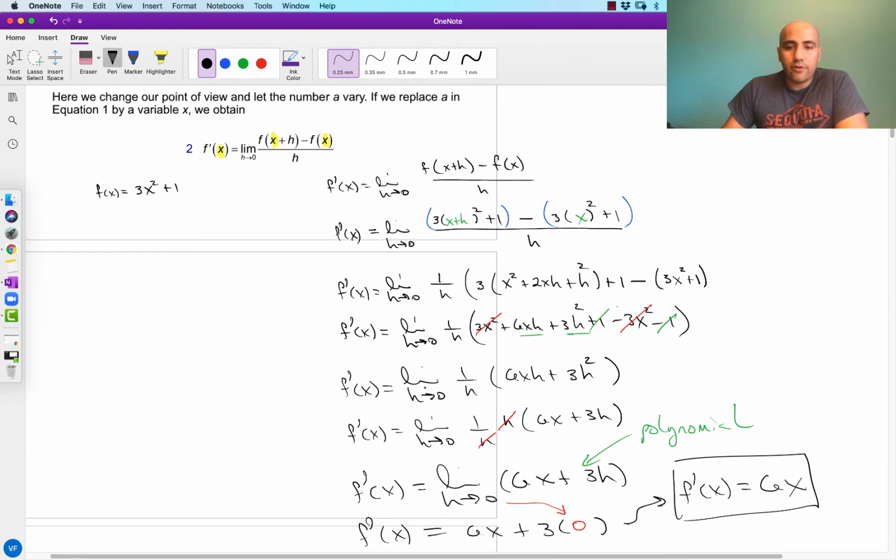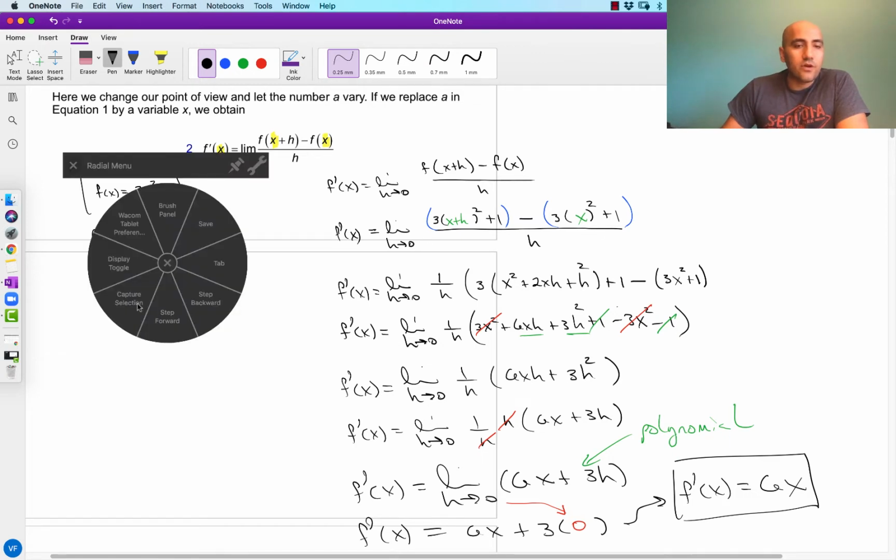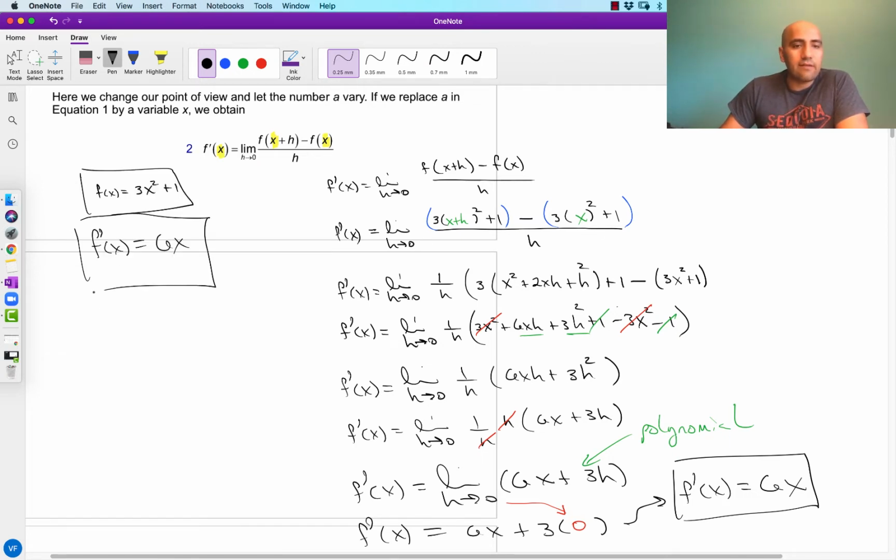Okay, so putting it over here, we have the original function here, and now we have this derivative function f prime of x, which is equal to 6x. Okay, so to interpret this, note that, for example, if x equals 4, what does that mean? We put a 4 into our function. We get 3 times 4 squared plus 1. So if we input x equals 4, we'll get 16 times 3, that's 48, plus 1 is 49. So we get 49, f of 4.